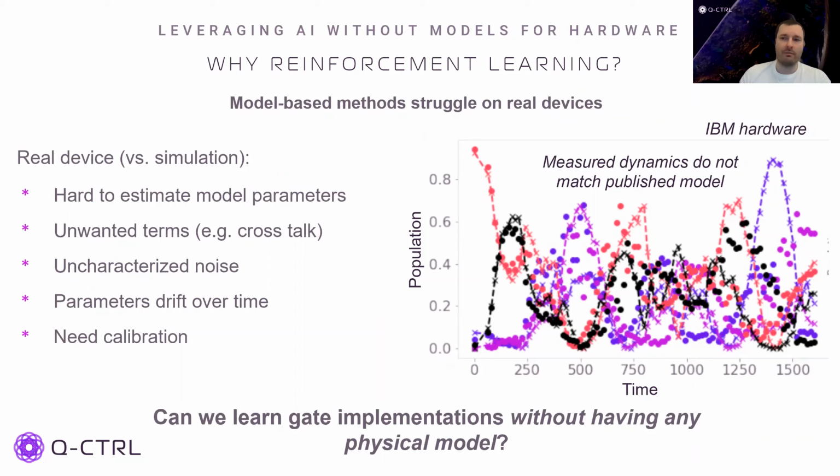This is demonstrated in the plot. You can see here the evolution of the qubit's population in the presence of a drive. The solid lines are calculated from a simulation that assumes a model taken from the IBM backend, and the dots are data points taken from the real device. The exact details are not very important, but you can see clear discrepancies between the data and the simulation. The question that we want to answer today is, can we learn gate implementations without having any physical model of the system?